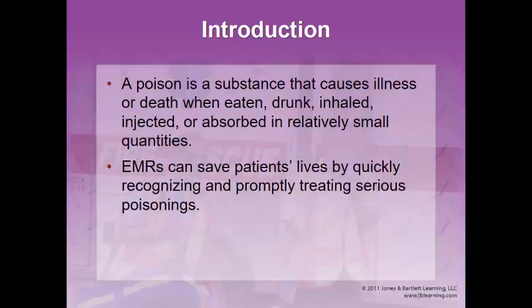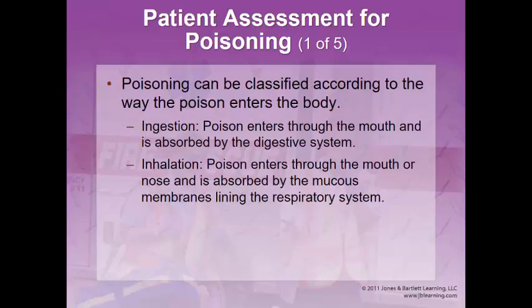So basically a poison is anything that enters the body that causes harm. So if somebody takes a medication that normally is good for them, but they overdose on it, then that's a poison. If somebody takes a substance that, whether it's eaten or it's drank, or inhaled or injected or whatever, even in small quantities, that's a poison. And so what we want to do is really recognize and think about treating those very early on.